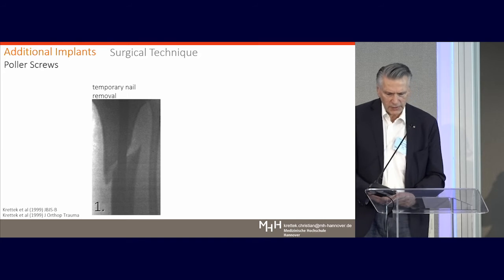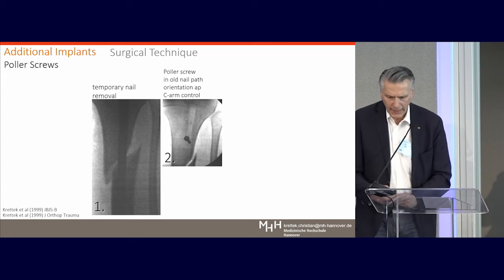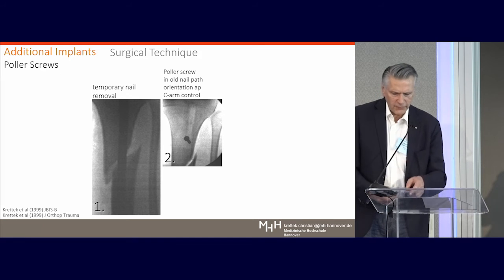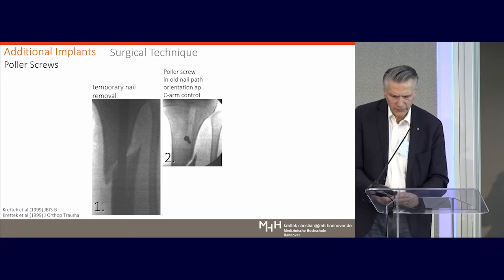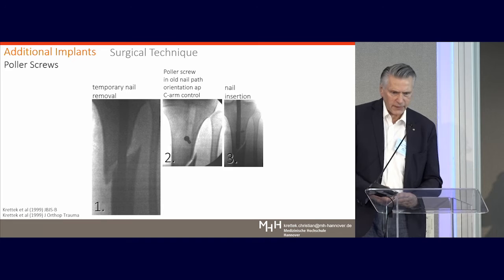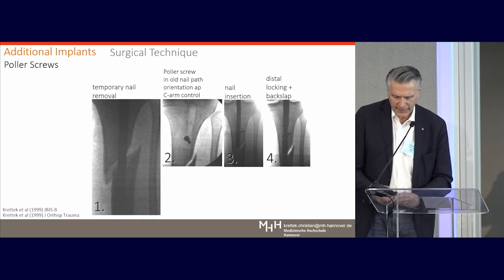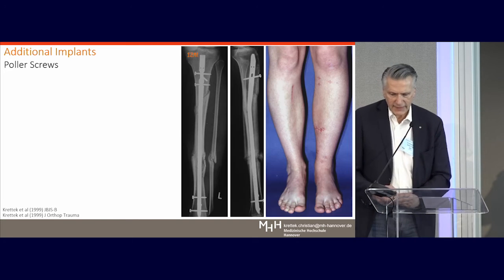We temporarily remove the nail of this unstable fracture situation. We block this old nail path, which is still visible on the picture on the right side. We block this old nail path, redefine the starting point, and now when we re-enter the nail, the old nail path cannot be used anymore, and we all of a sudden have a nice alignment. We do distal locking first and then back slap and have a fantastic adaptation.